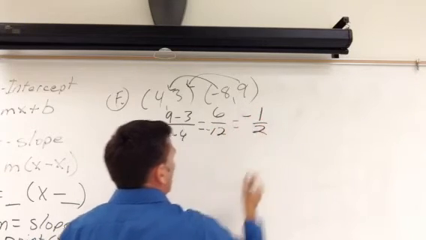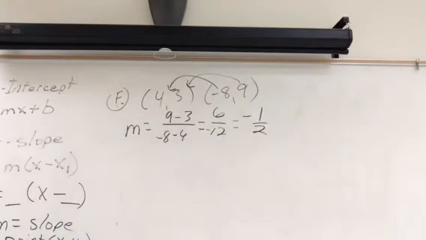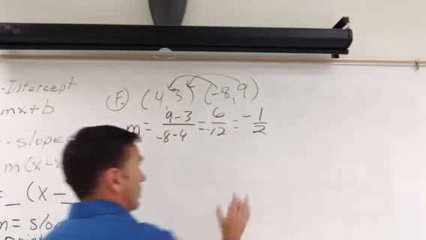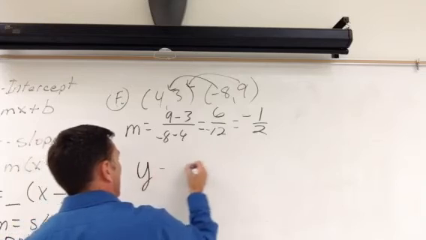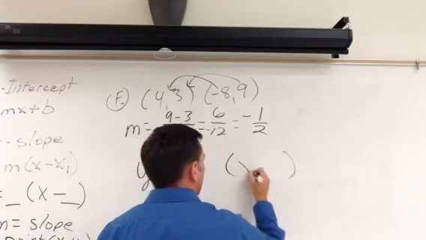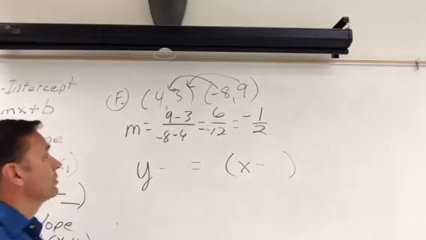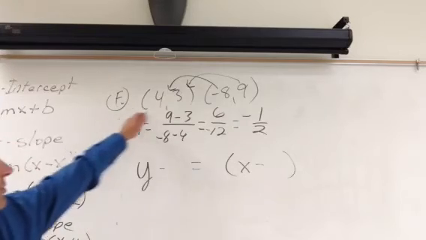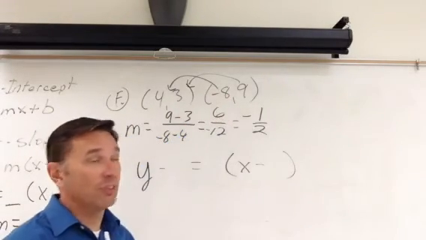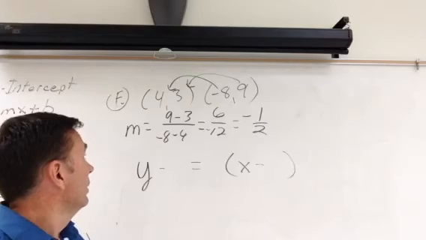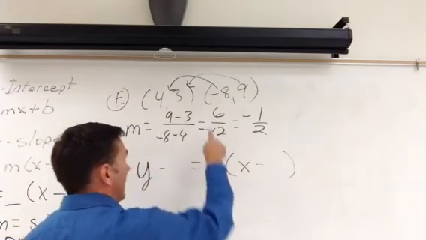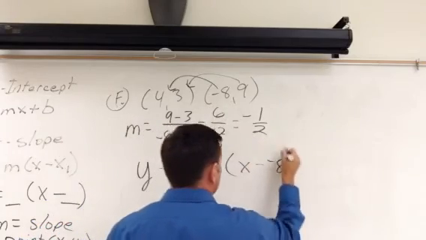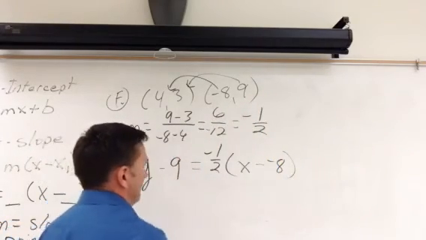This reduces to -1/2. We now have our slope. Don't even worry that it's a fraction. So now we can just set it up into our equation again. Use either point. Now, I'm going to use the other one with the negative sign just to show you what we would need to do. I start with my slope. I'm going to plug in -8 for the x, 9 for the y.